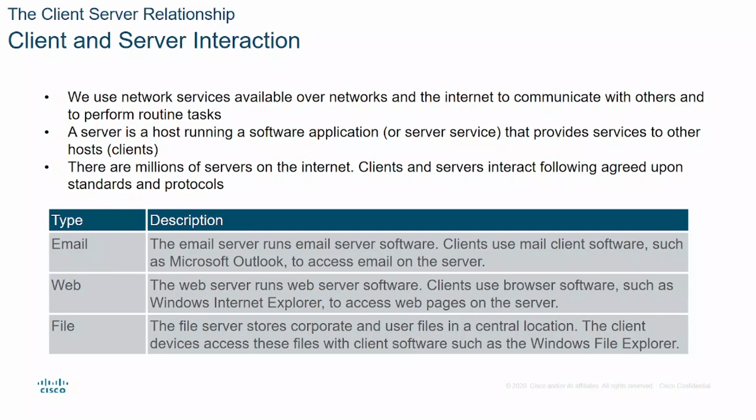A server that runs an email service can also run a web service at the same time. It can also run a file service at the same time. So the different kinds of services we have are email services, web services, and file services. Email services run the email server software. Clients use mail client software such as Gmail or Microsoft Outlook to access emails from the server or establish communication with another person on a mail server.